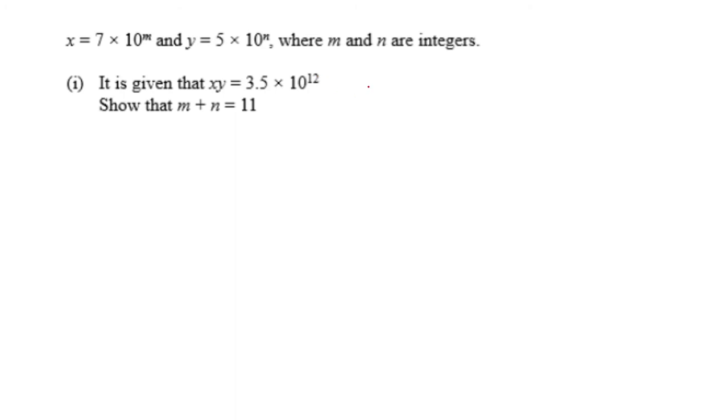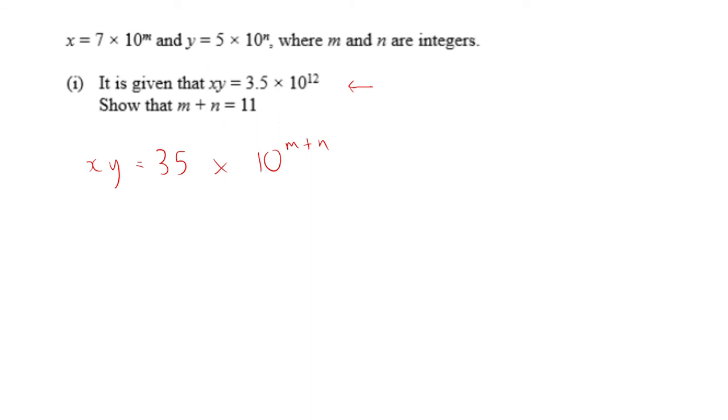Okay, so what we're going to do to start off with is multiply x and y together, and I'm going to do that because they've done that here. So I'll do the same thing and see what we get. So we start off by doing 7 times by 5, which is 35. So xy equals 35 times by 10 to the power of m plus n, and it's m plus n because when we multiply two things with the same base, we add the powers together.